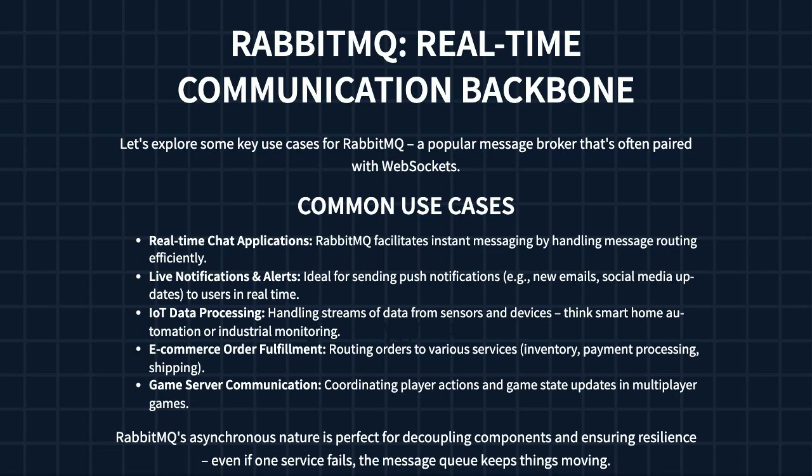This is hugely beneficial for things like building live chat apps, making sure those instant messages get delivered quickly. It's also great for sending alerts in real time, processing data from IoT devices like smart thermostats or industrial sensors, managing orders in e-commerce systems, and even handling communication within multiplayer games. The key benefit here is that it keeps everything decoupled, so if one part of the system has a problem, it doesn't bring down the whole thing.